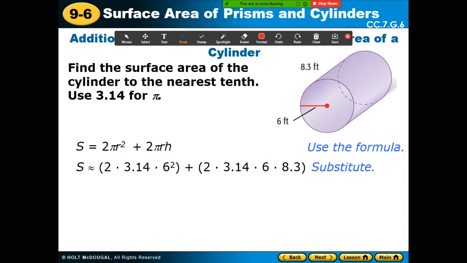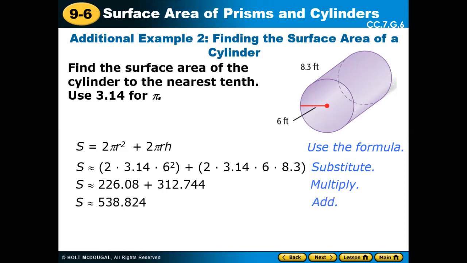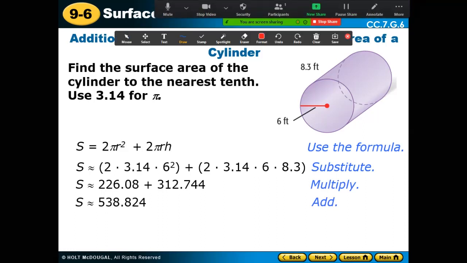Okay? Now we will start our calculations here to get 226.08 plus 312.744. By adding these two numbers, we will get 538.824. Now we have to round it to the nearest tenth. How will we do this?